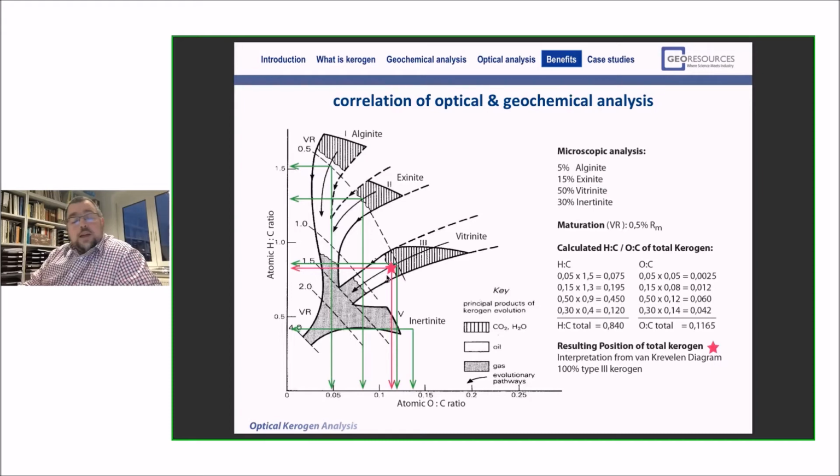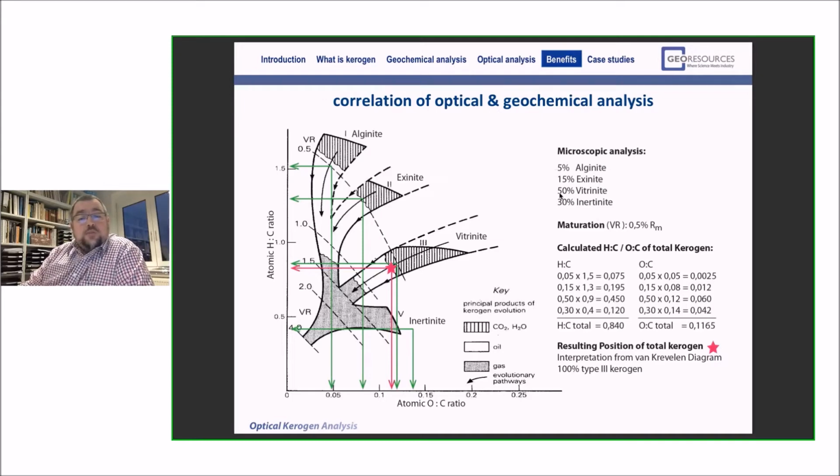And here we have a sample with a red star with a given HC-OC ratio. So this plots directly on the vitrinite trend, and every one of you, if you would get a result like this, you would expect to get 100% gas-prone type 3 kerogen. In fact, that's the result from the RockEval with the Van Krevelen diagram interpretation, but in the microscopic analysis, we see a completely different picture.